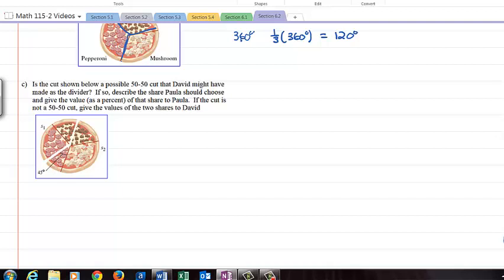The tricky one is the pepperoni. Since the pepperoni takes up a total of 120 degrees, and the smaller piece here is 45 degrees, we need to convert that to a fraction. 45 over 120 equals 3/8. The easiest way to do that, or to see that, is to use the fraction key on your calculator.